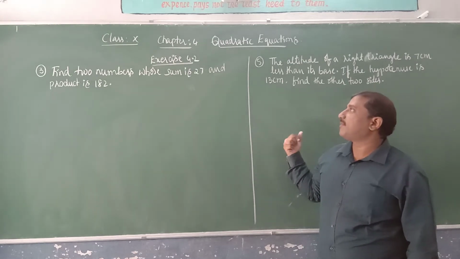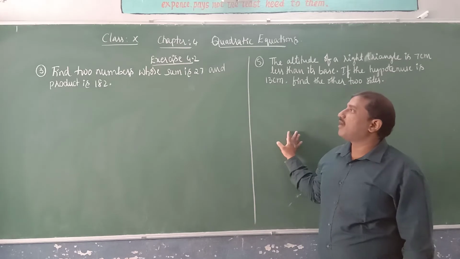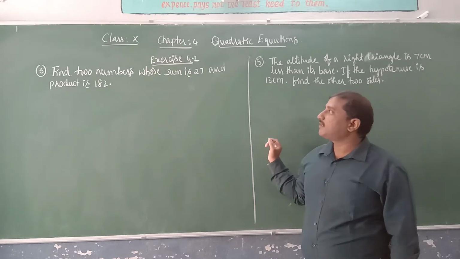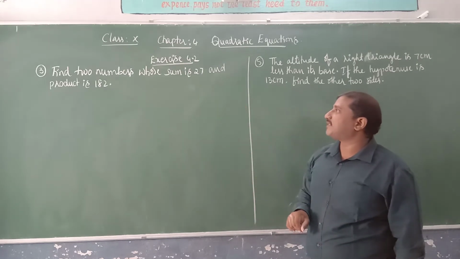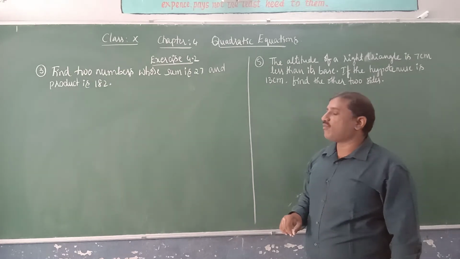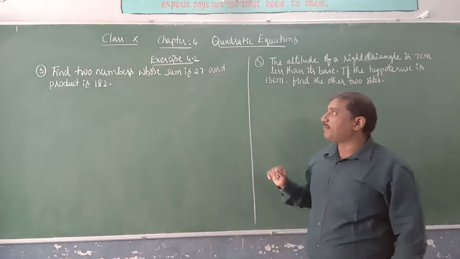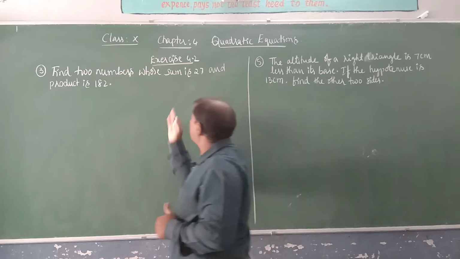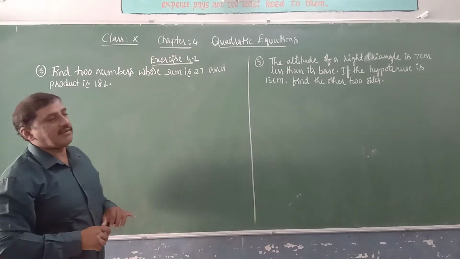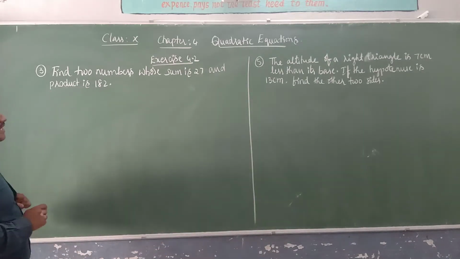You see here, from exercise number 4.2: find two numbers whose sum is 27 and product is 182. Find two numbers, we don't know what the two numbers are. Their sum is given, it is 27, and the product is given, 182. So we need to find the two numbers.